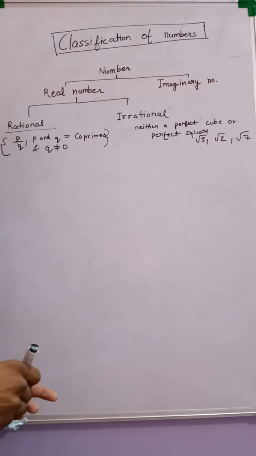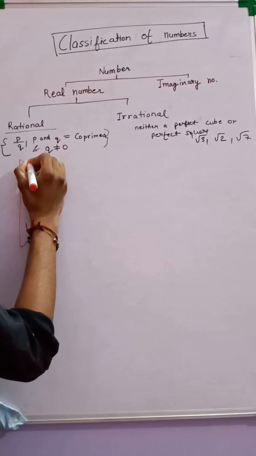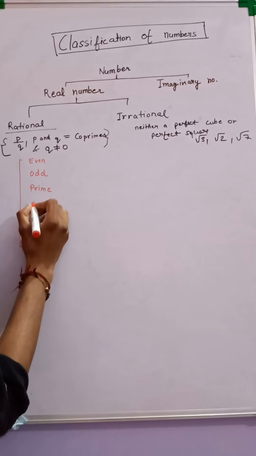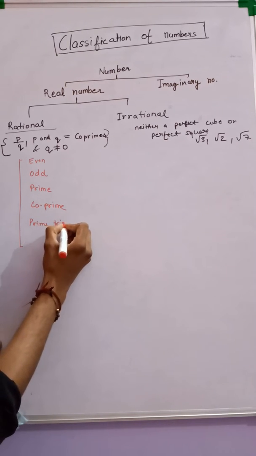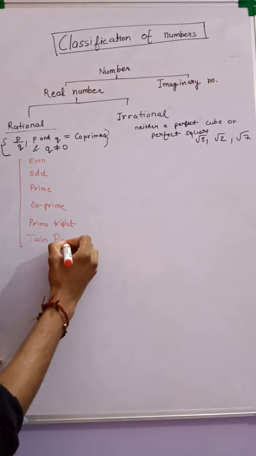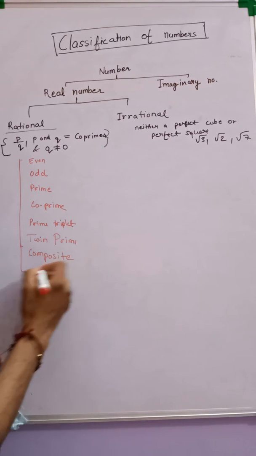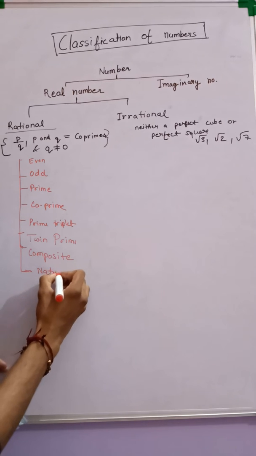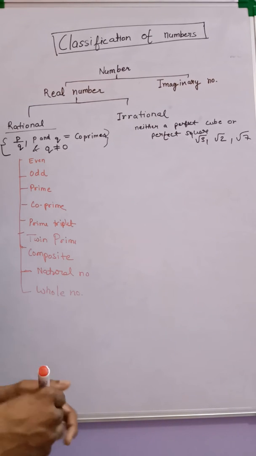Types of rational numbers. Rational numbers are of various types, like even, odd, prime, co-prime, prime triplet, twin prime, composite numbers, natural number and whole number.